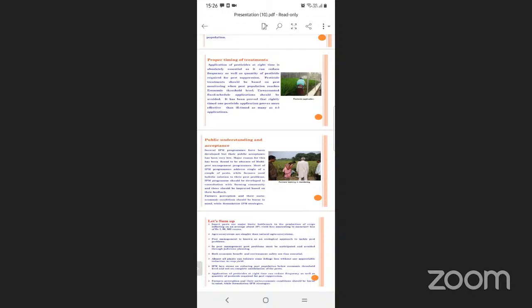The major reason has been found to be the absence of multi-pest management programs. Most IPM programs address a single pest or a couple of pests. So while farmers want holistic solutions to their pest problems, IPM programs should be developed in consultation with the farming community, and should be improved based on their feedback. Sometimes even though we do the research work in the labs, working on mixed cropping or intercropping or any other cropping, the knowledge should be in an applicable way.